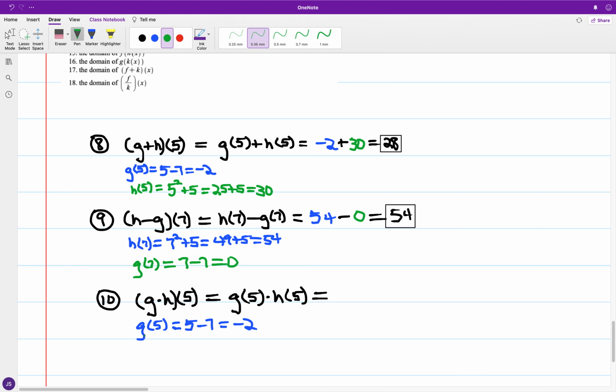And for h of 5, we have that bit of history to repeat. Again, h of x is equal to x squared plus 5. So for g of 5 you have negative 2, and h of 5 we have at 30. And for negative 2 times 30, this result comes out to negative 60.